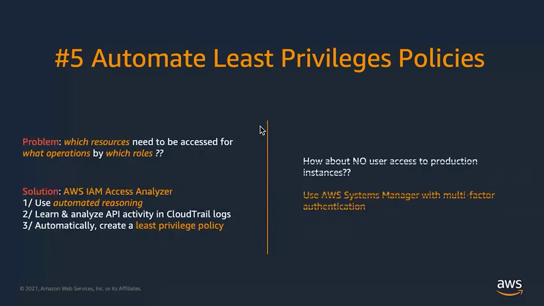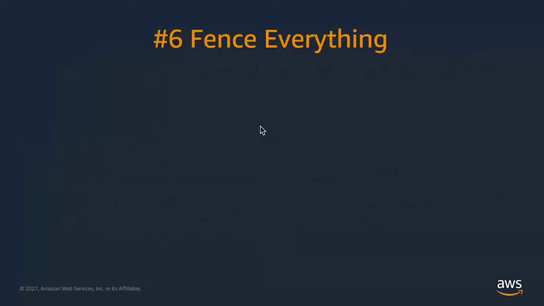But going back to zero trust, I will also encourage you to think about not giving any user access to production instances. If somebody wants to make changes in production instances, have them get change approvals and use AWS Systems Manager with multi-factor authentication. Basically, we want to keep humans away from production instances and data. Okay, so far we built 5 layers of defense, right? How about we reduce the blast radius further?